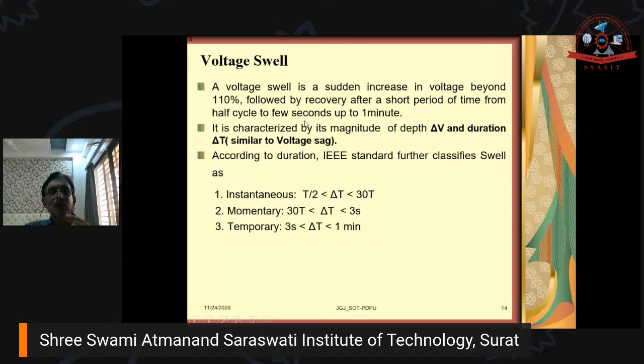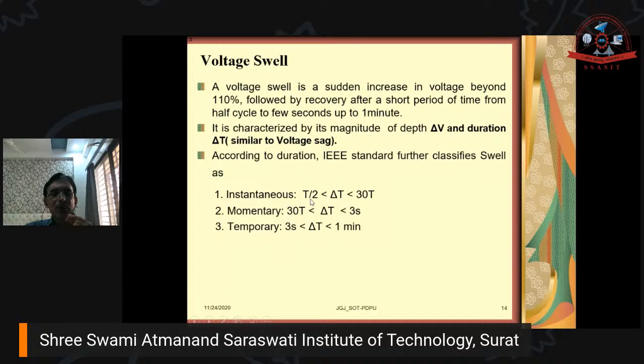Now coming to our topic, that is voltage swell. The voltage swell is nothing but a sudden increase in the voltage beyond 110%, followed by recovery after a short period of time from half cycle to few seconds up to 1 minute. That means from half cycle to 1 minute. It is also characterized by the magnitude of depth delta V and the duration delta T, right? And according to the IEEE standards, the voltage swell can be classified as instantaneous swell, momentary swell, and temporary swell.